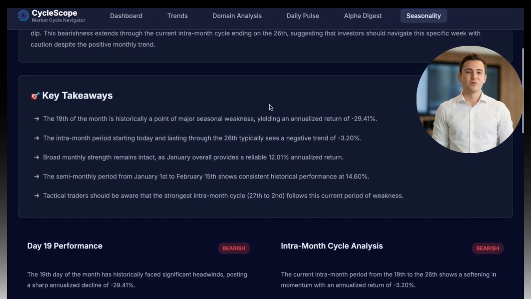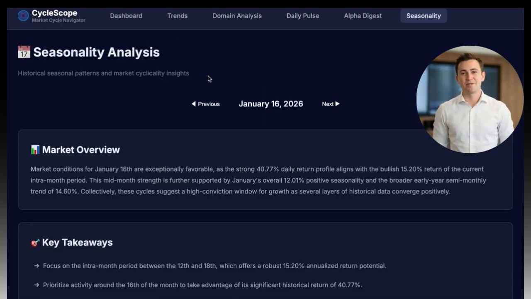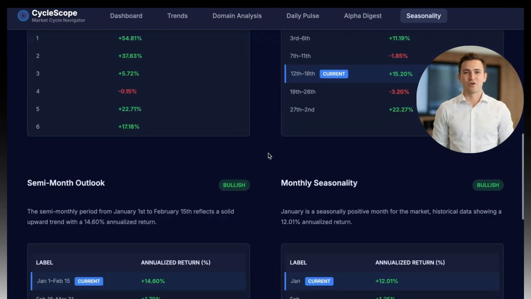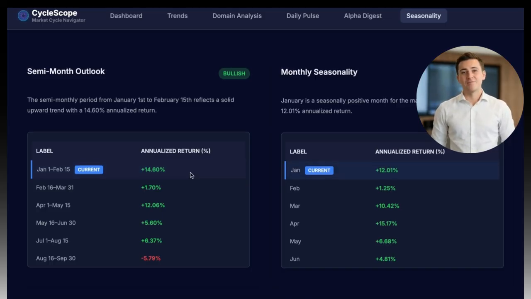The real magic happens when these layers align. This is what we call convergence. Let's look at a real example, January 16th. First, we check the monthly layer. January is historically bullish with a 12% return. That's one green light. Next, the semi-month layer. We're in the Jan 1st to Feb 15th period, which is also strongly bullish at over 14%.